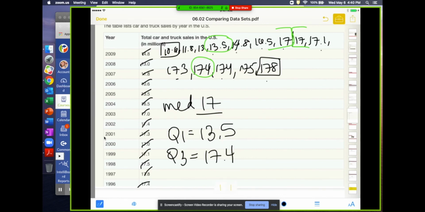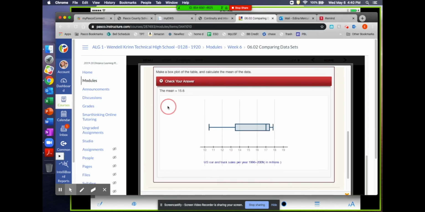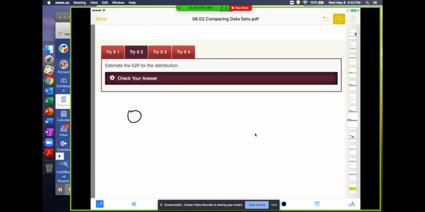Now I also took the time to calculate the mean, so I actually added up all those numbers together and divided by however many there were, and the mean is about 15.6. If I look at the check your answer, the mean is 15.6. They thankfully did the box plot for us because I was not about to draw that, but you'll notice that it looks like there's potentially a little outlier there at 10.6 because most of the data is to the right. You'll see our box there, our interquartile range, Q1 and Q3.